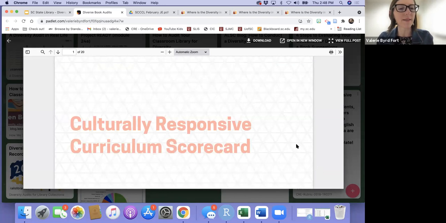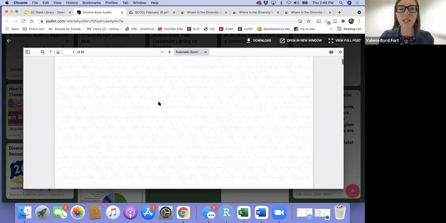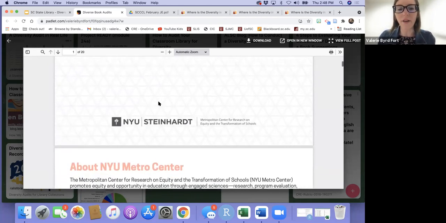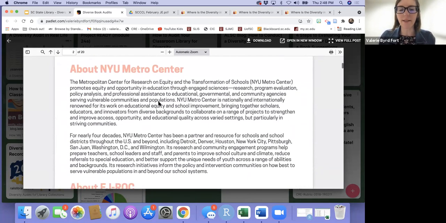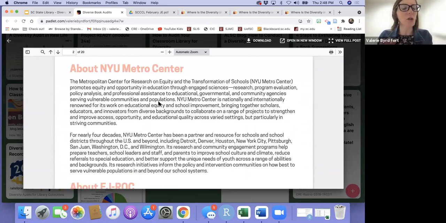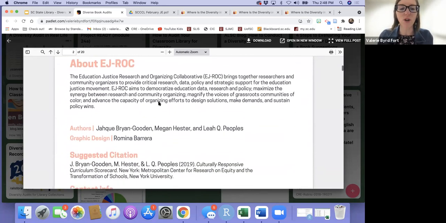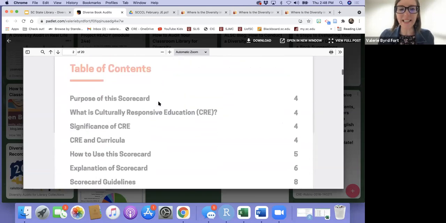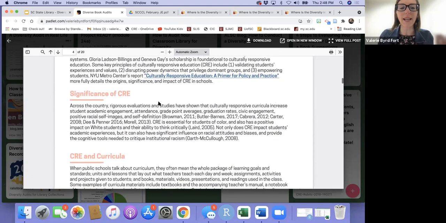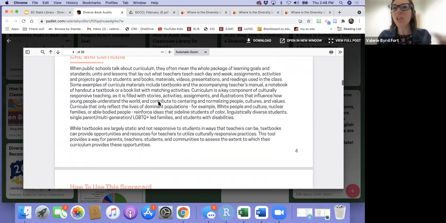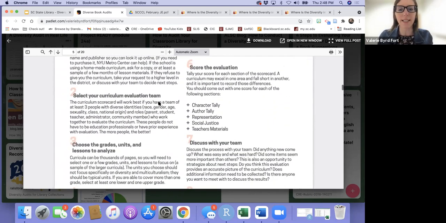Can you see this? It should say culturally responsive curriculum scorecard, and this is from New York. When you scroll down, it's interesting to me, considering all of the discussions about curriculum, critical race theory, and what we're teaching in K-12 classrooms. This is a way that you can go through, and it's geared towards curriculum, but you can definitely use it for library collections as well.